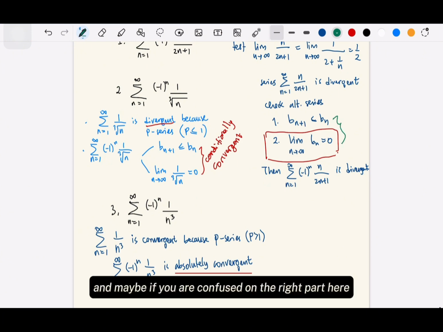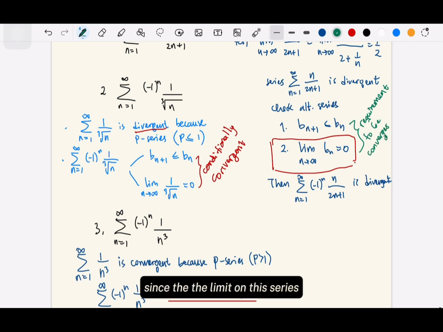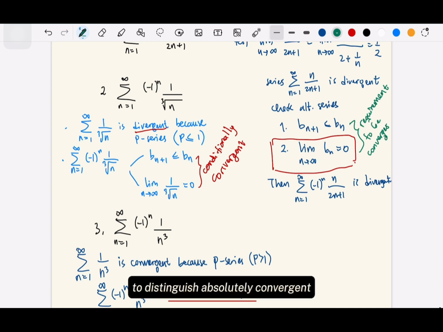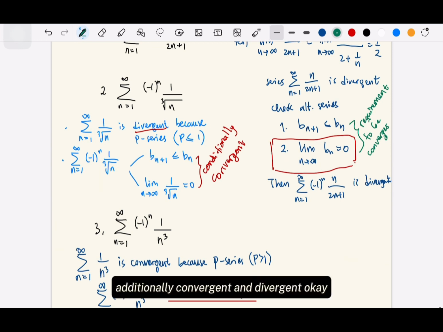And maybe if you are confused on the right part here, this is the requirement to be convergent. Since the limit of this series is not equal to 0, then it's not convergent. Okay, so I hope it's clear, how to distinguish absolutely convergent, conditionally convergent, and divergent.